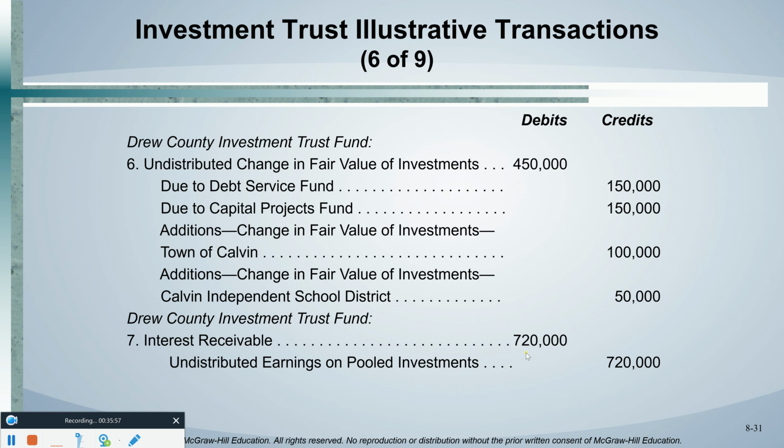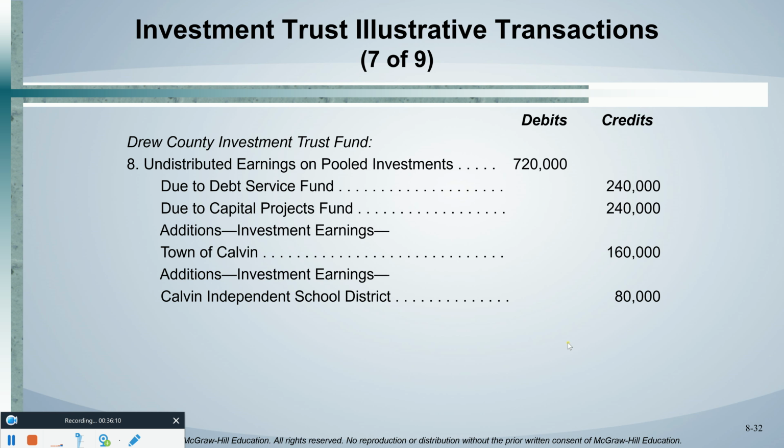Okay, now the trust fund is receiving $720,000 in interest. Debit the receivable. Actually, they're not receiving it yet, but they are accruing for it. So we will debit the receivable and credit the undistributed earnings, and then we will take that undistributed earnings and allocate it based on the ownership percentages at this moment in time.